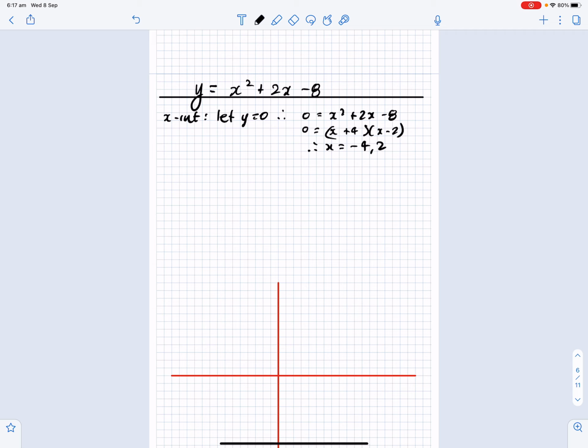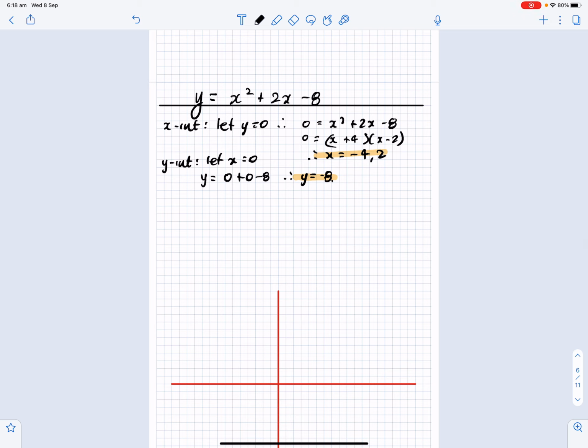This is very important. You can't look at this equation like we did before and just sketch the parabola. You need to find these important points. So that's the x-intercept. Let's now find the y-intercept by letting x is equal to 0. And so now we have y is equal to 0 plus 0 minus 8, and so y is equal to minus 8. So now we have our x-intercepts and we have our y-intercept.